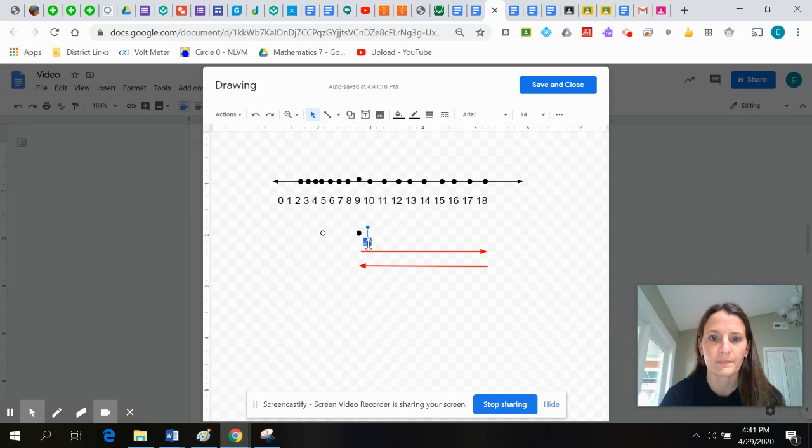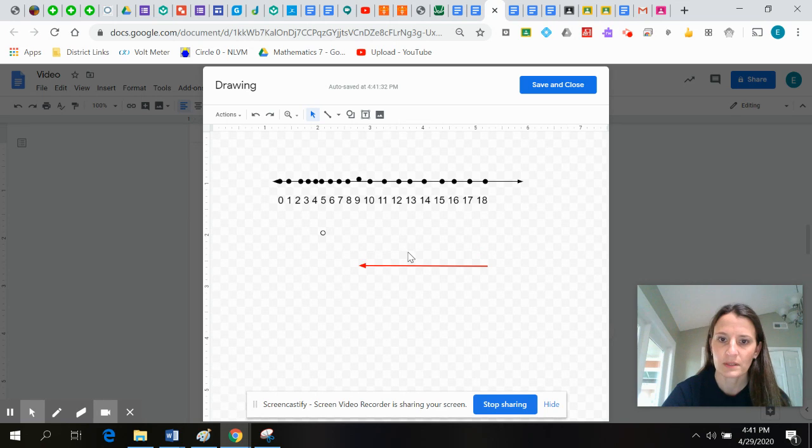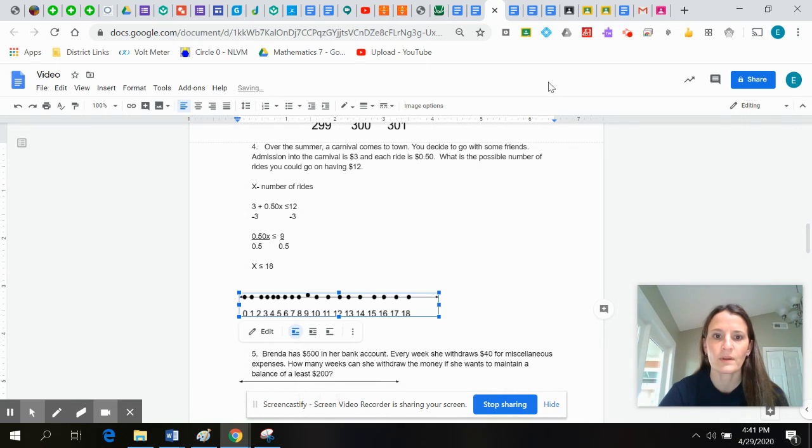I've solved that problem. 1 ride and no rides. Those are my possibilities. So this is my solution on the number line. So we don't need any of this stuff. We can delete it. All right, we're done with number 4.